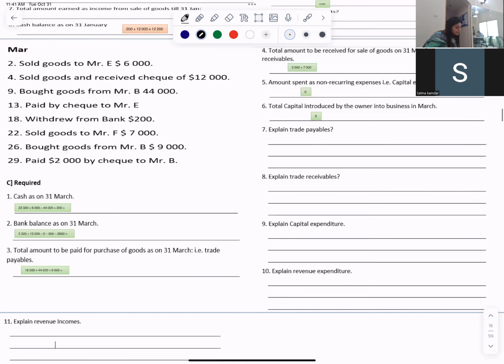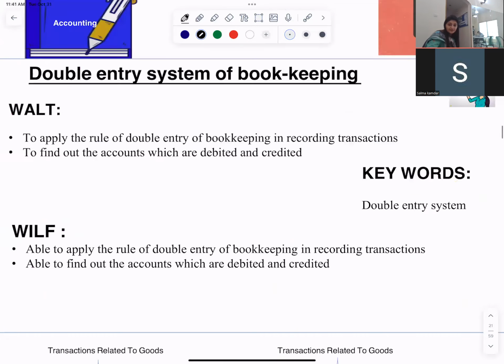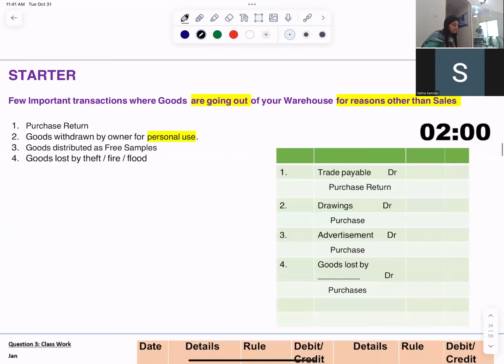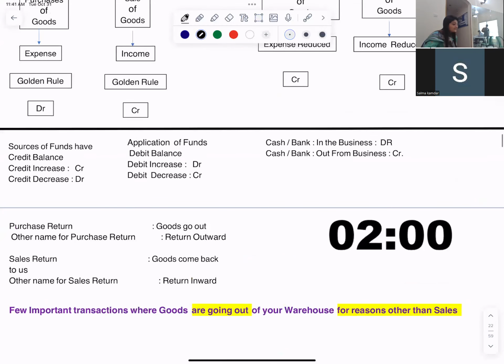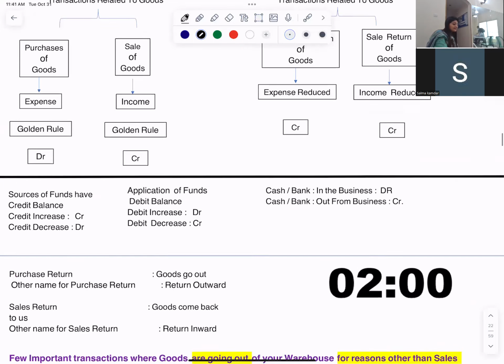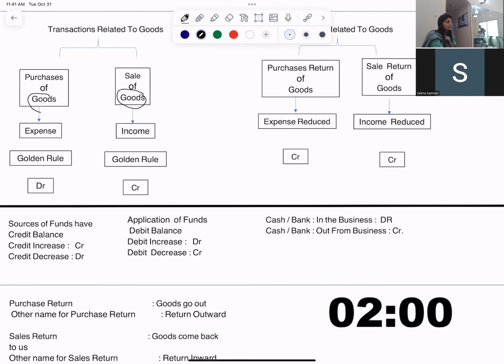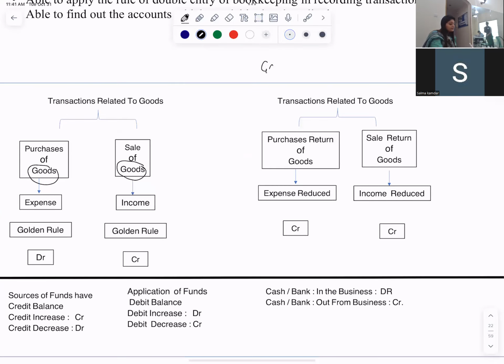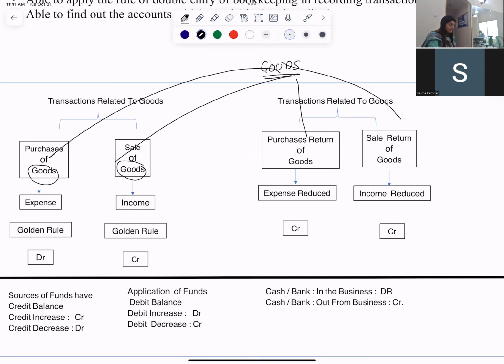Okay, let's go to the journal entry rules. Now there are some things that are related to goods. Whenever the word goods comes, whenever there is a transaction related to goods, you are going to use only these four terminologies other than cash or bank. What are these four terminologies? Purchases, sales, purchase return, sales return. Whenever the word goods comes, you will use these four terminologies.